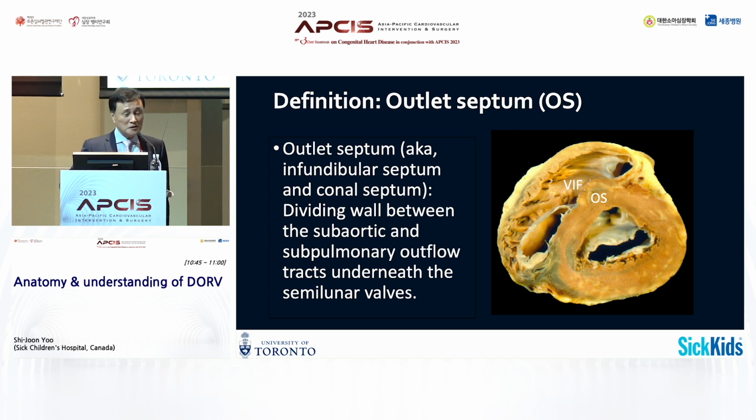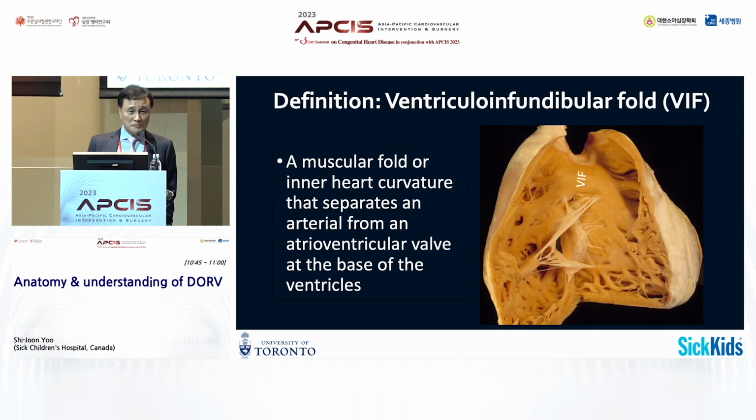Interestingly, outlet septum is a part of the ventricle, but however, it respects semilunar valves more than the ventricle, right? What it means is that outlet septum is simply below the junction between the aortic and pulmonary valve. Okay? So although it belongs to the ventricle, it respects arterial valves. That should be clearly understood. Okay? And then ventricular infundibular fold, what is that? So here in the normal right ventricle, you have the pulmonary valve above and the tricuspid valve below.